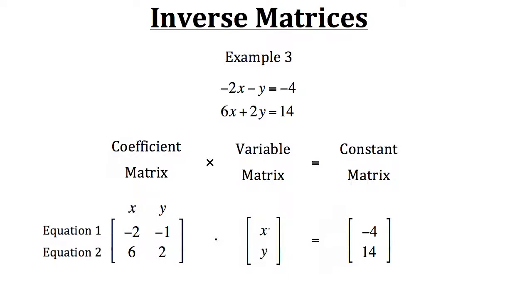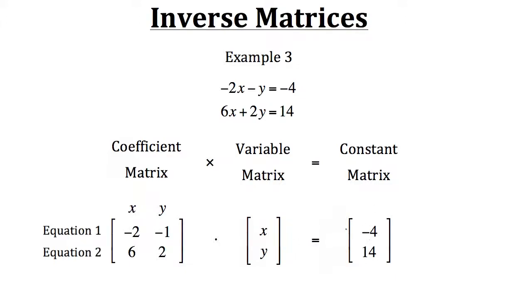Now when we set up a matrix with our variables, the variables need to be in the same order as they are with our coefficient matrix. But rather than having them in our columns, we're going to have them separated out into different rows. So for example, with this variable matrix, the first row will have our x, and the second row will have our y.